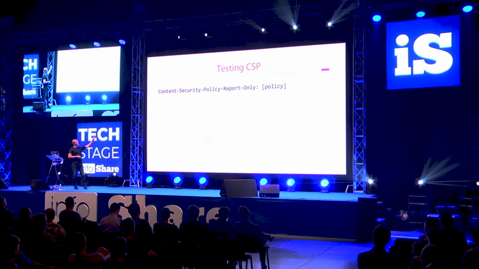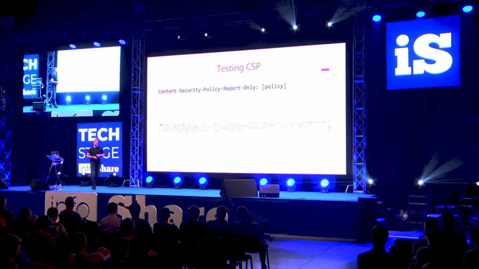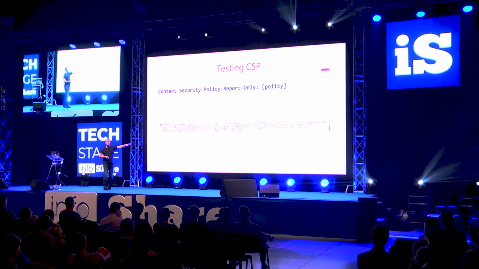You can deploy the policy, same header, but it has report-only on the end. And what it says to the browser is, tell me what you would do with this, but don't actually do it. I just want you to give me the feedback. And the browser will put error messages in the console and say, okay, if you gave me this policy, I would refuse to load this image. I would refuse to load this script, this style.